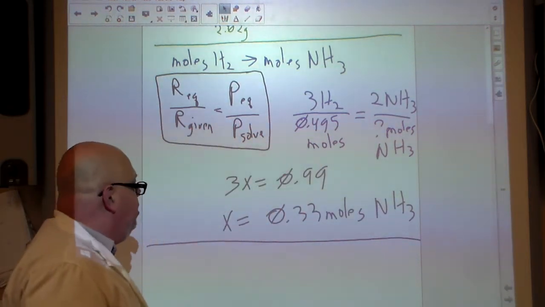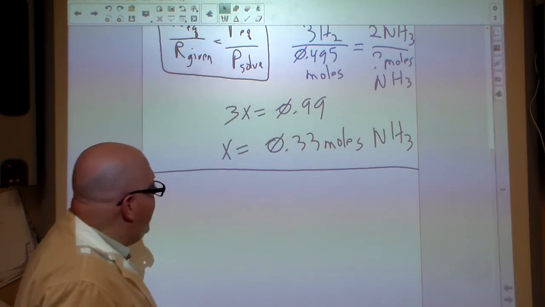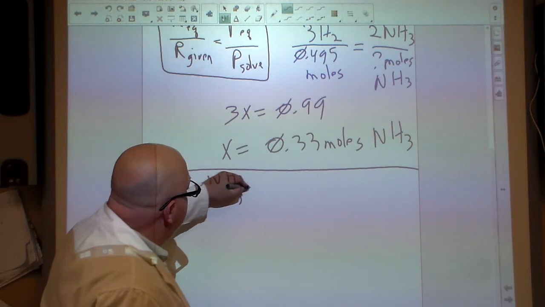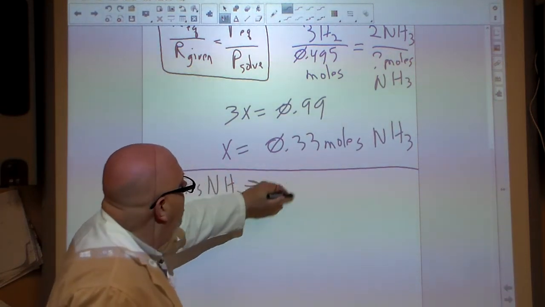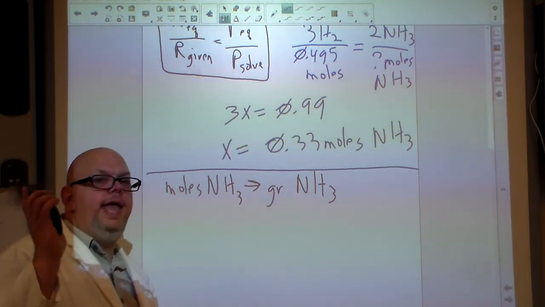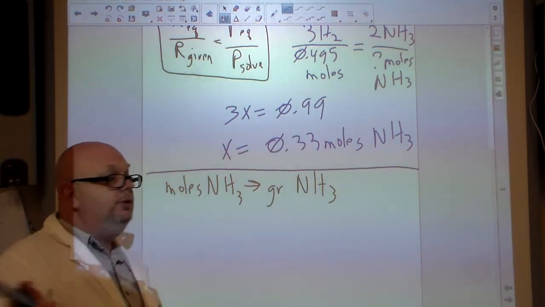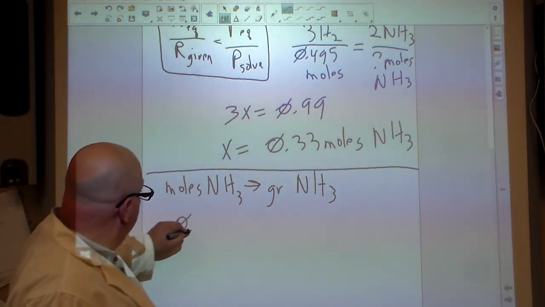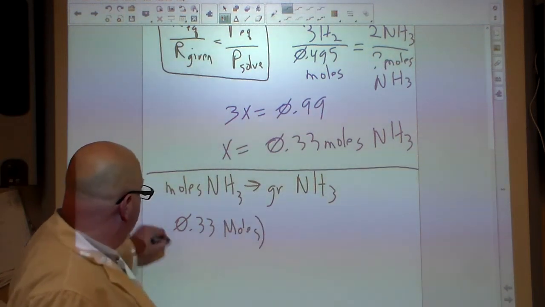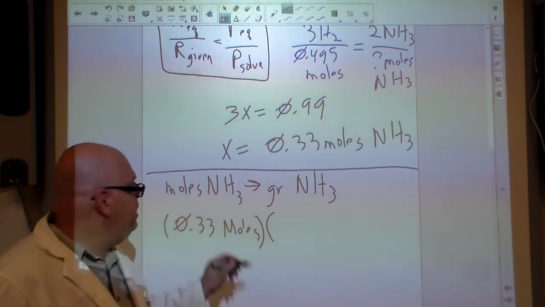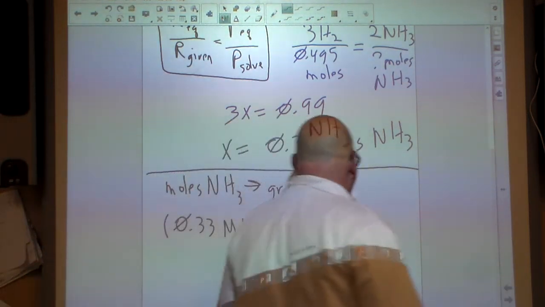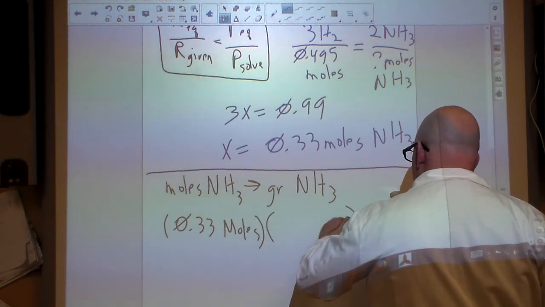In third base, we'll do that in black, and we are going to go from moles of NH3 to grams of NH3. Now, how do we do that? Well, we have to multiply. What are we going to multiply? The number of moles of NH3, and we're going to multiply that by how many grams there are in a mole of ammonia. Well, we're going to have to figure out grams per mole.